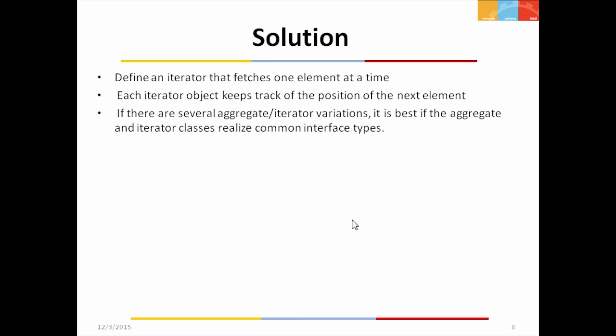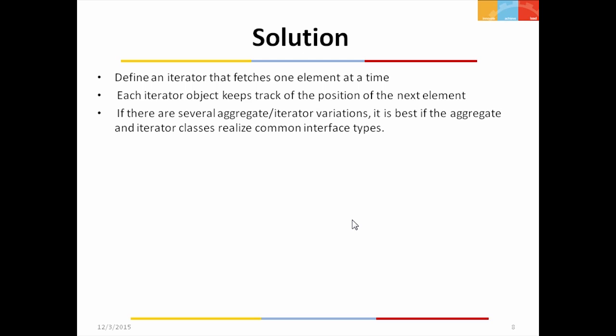Now what happens is that we define an iterator that fetches one element at a time. So the solution is to basically implement the iterator. Each iterator object essentially keeps track of the position of the next element, and if there are several aggregates or several iterator variations, it is best that the aggregate and the iterator classes realize a common interface.